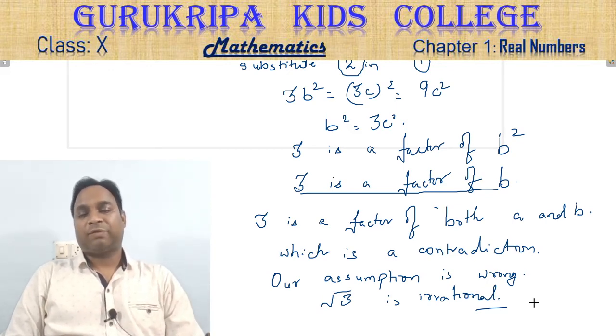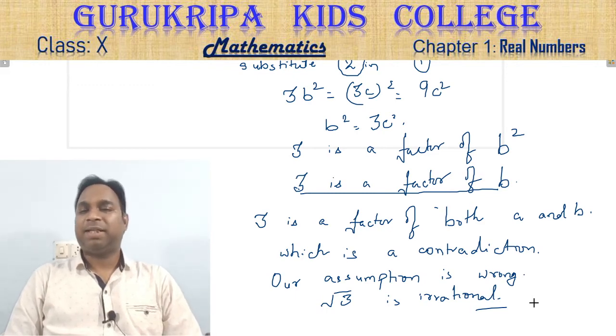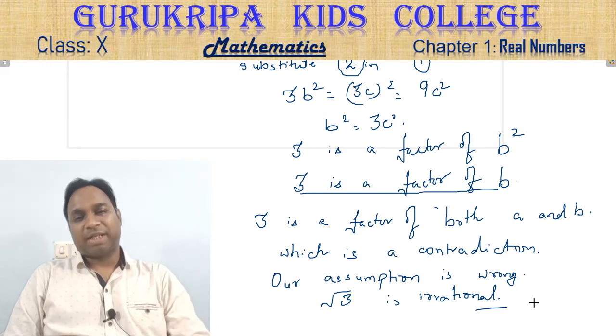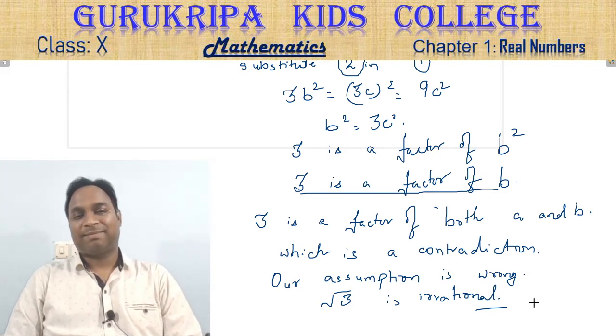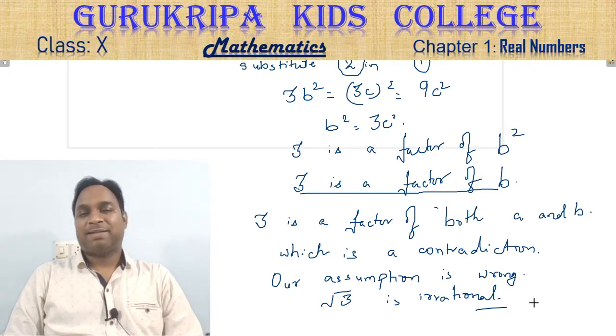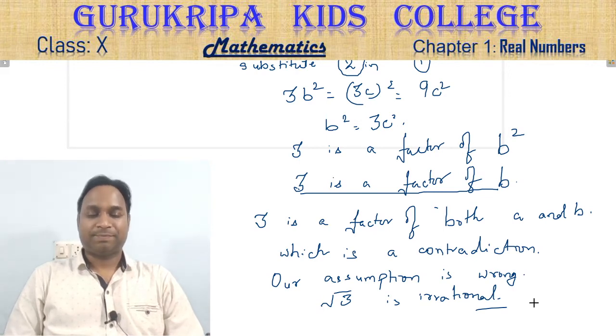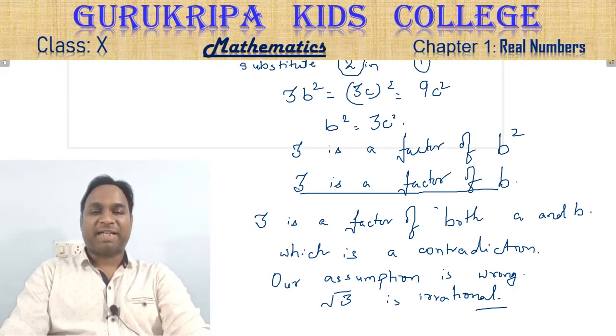Now that I have talked of square root 2 and square root 3, you can always prove square root 5 is irrational in the same way, or square root 7 is irrational in the same way. Isn't it? So maybe square root 11 is also an irrational number. You can talk of all such numbers. Shall we move forward now?